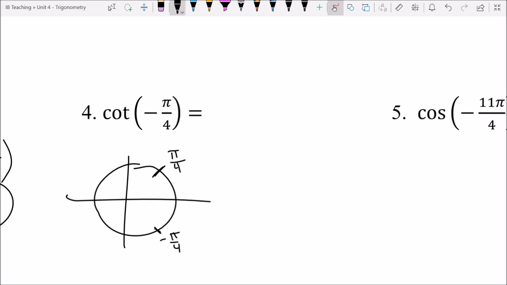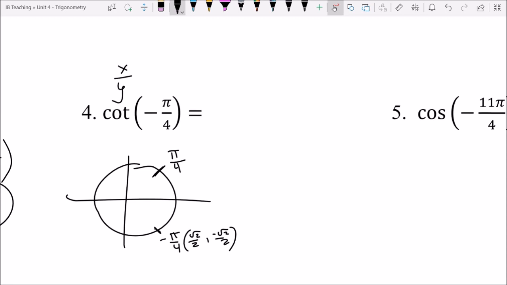Now what I liked is most of you recognized the coordinates, and you either had root 2 over 2 and root 2 over 2, or here we have the negative version of it for our y value. So root 2 over 2 and negative root 2 over 2 is the coordinates there. Cotangent is the x value divided by the y value, because it's the flipped version of tangent.